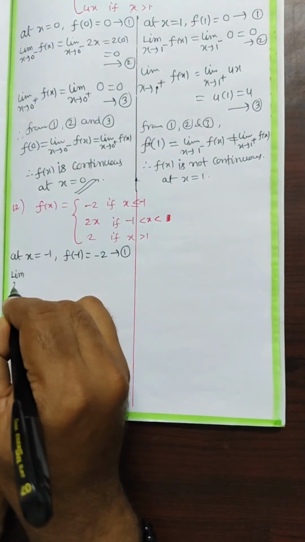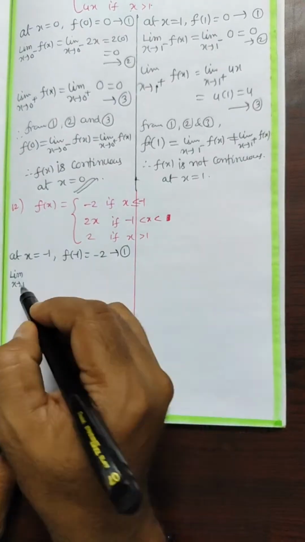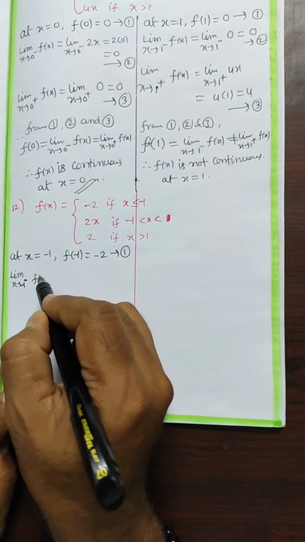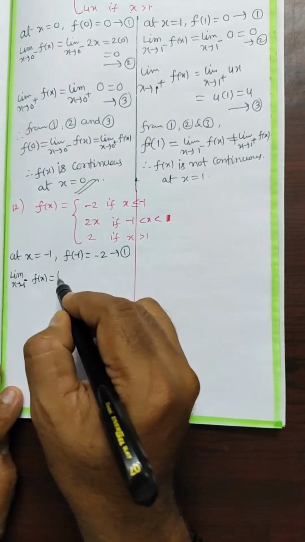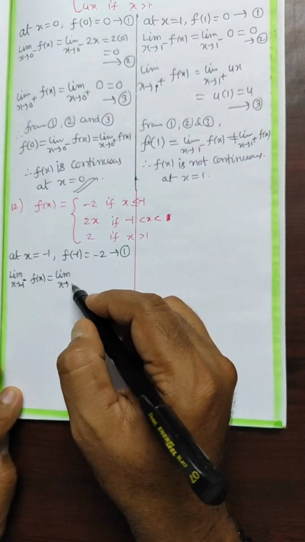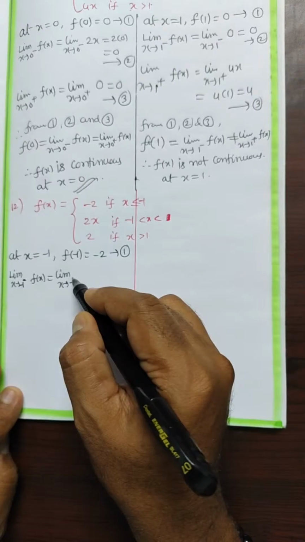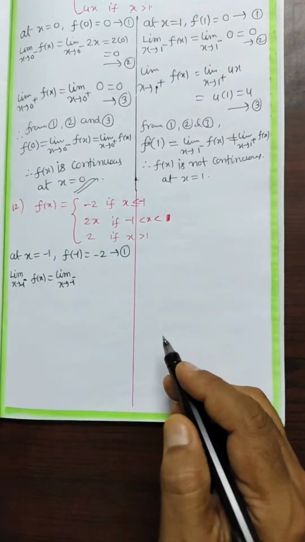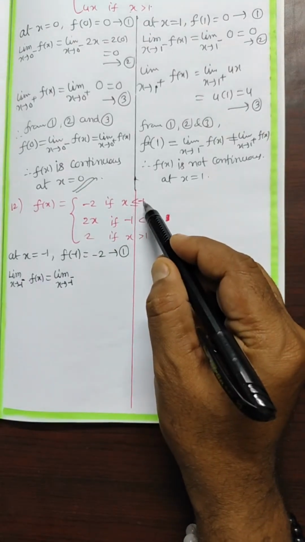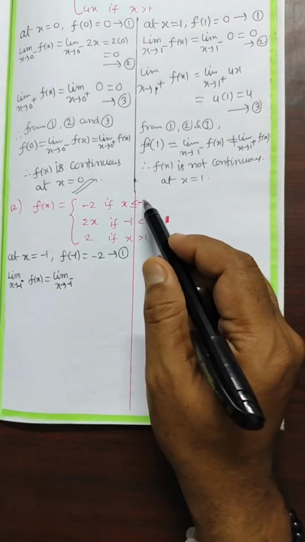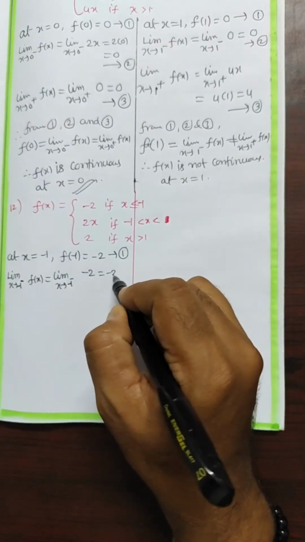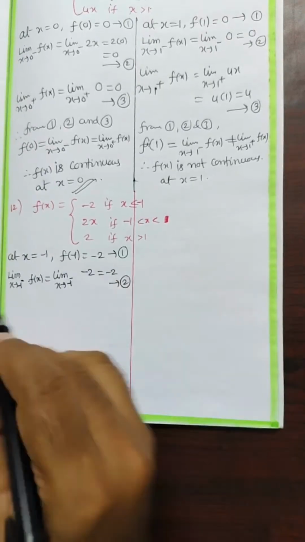Limit x tends to minus 1 minus f of x. Limit x tends to minus 1 minus means x is less than minus 1. When x is less than minus 1, the function value is minus 2, which is equal to minus 2. Keep that as equation number 2.